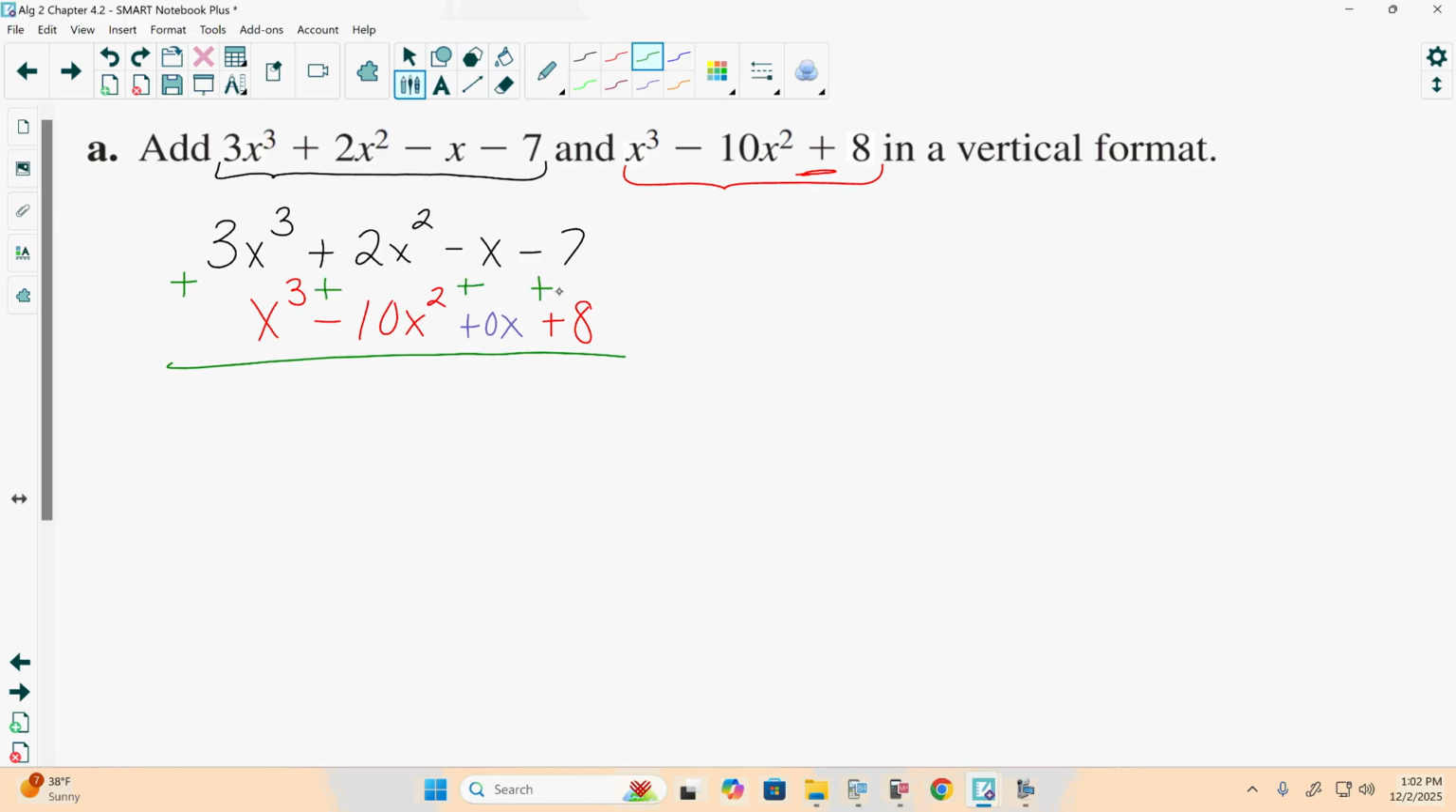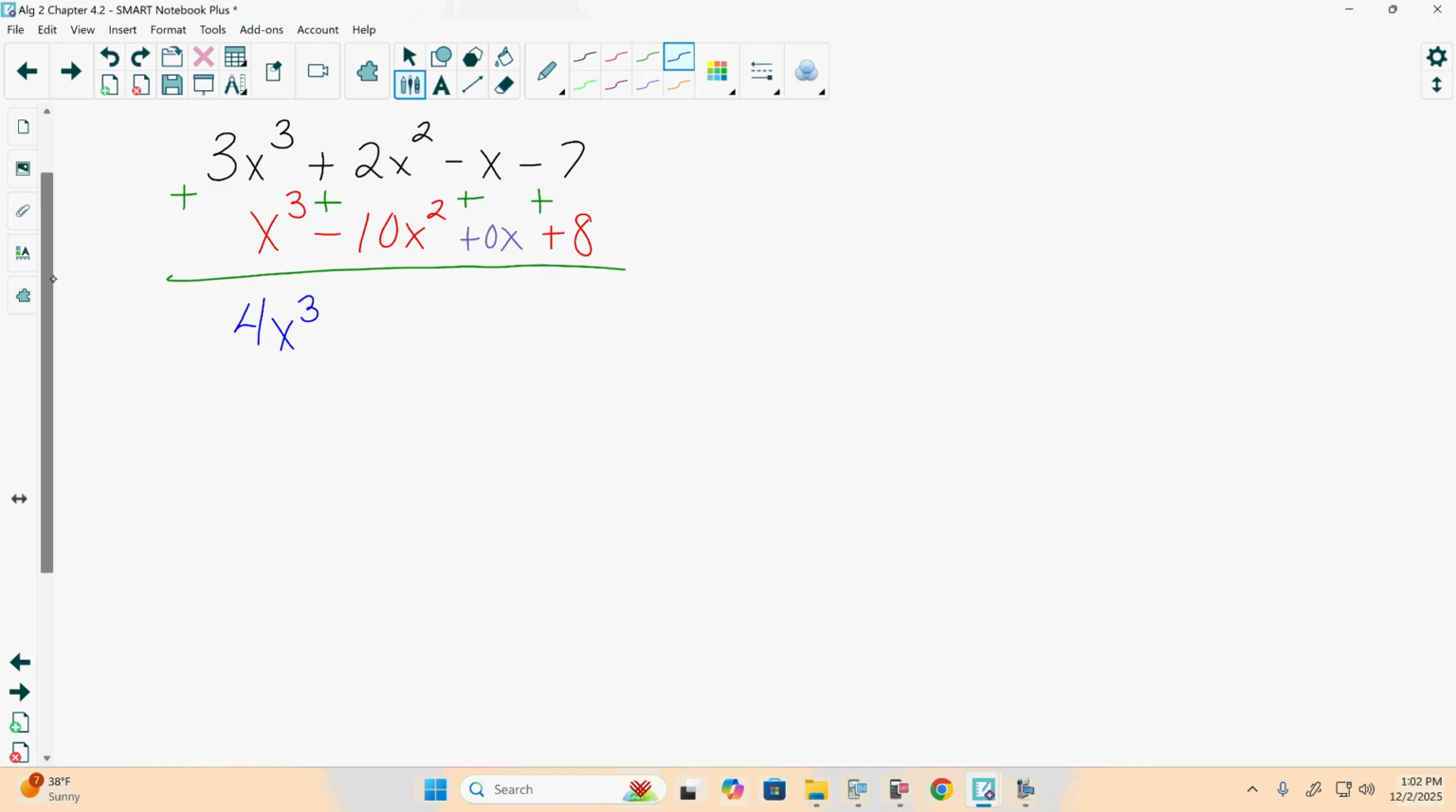And the operation they told us to use for this here is addition, so we're going to be adding the two together. So we're going to have 3x cubed plus x cubed. 3 plus 1 is going to be 4x cubed. 2x squared plus negative 10x squared. 2x squared minus 10x squared. 2 minus 10 is going to be negative 8x squared.